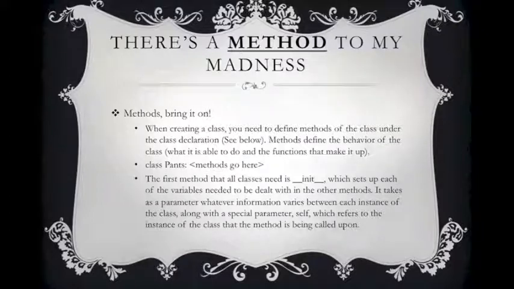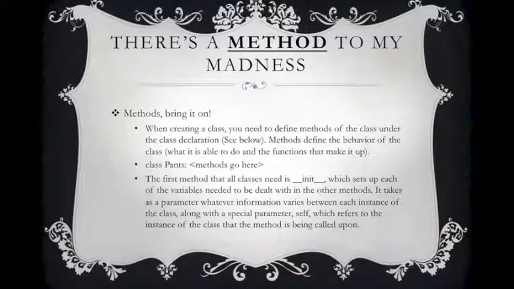When creating a class, you define the methods of the class under the class declaration, the class pants, and then under that the methods go. And the methods are what define the behavior of the class. And to create a method, it's really just creating a function inside the class declaration.